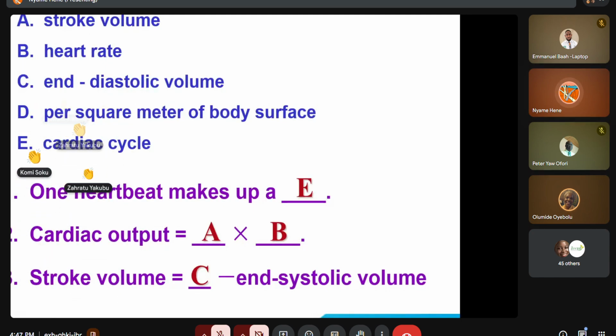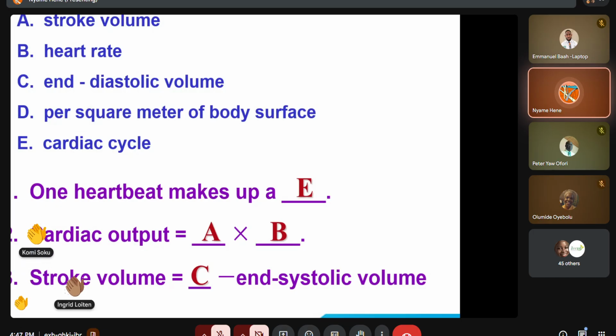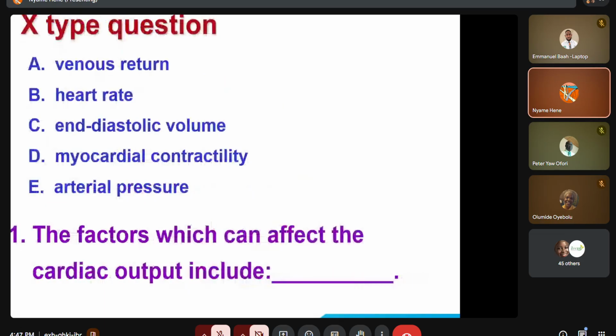Exactly. The stroke volume is the end diastolic volume, the volume of the bottle when you have not contracted it, minus the volume of the bottle after contraction, or minus the leftover. Do you understand?